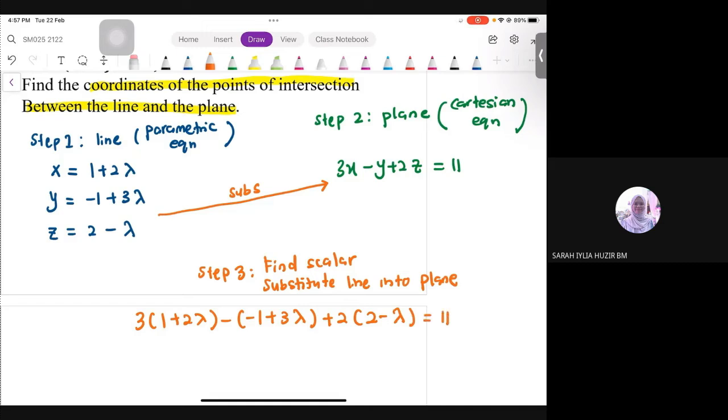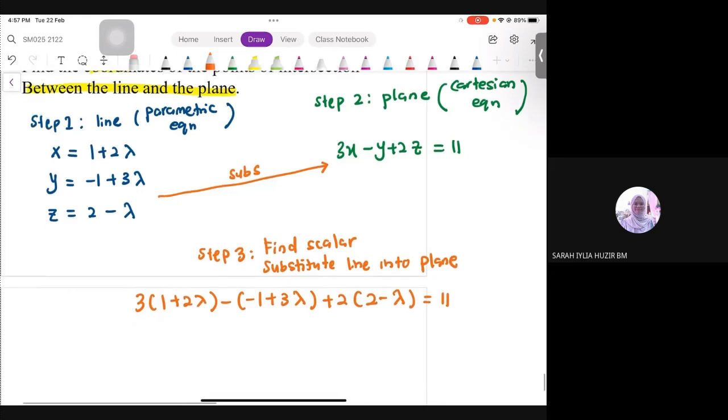After that, simplify that equation so that you may find the value for lambda. So I just expand everything now. So we have 3 plus 6 lambda plus 1 minus 3 lambda plus 4 minus 2 lambda equal to 11. So finally, lambda should be 3. Okay, that is for step number 3.